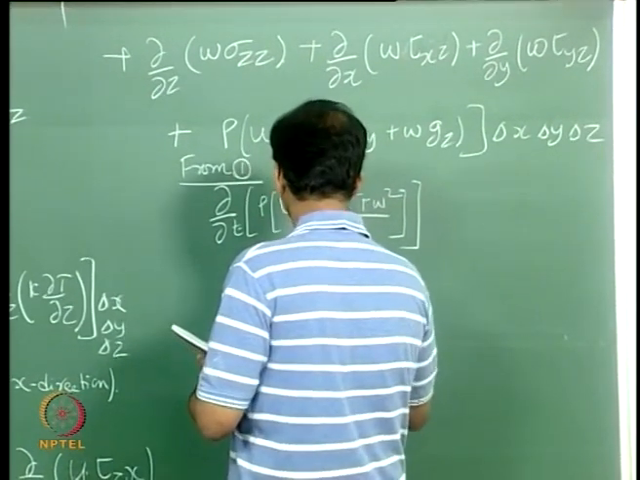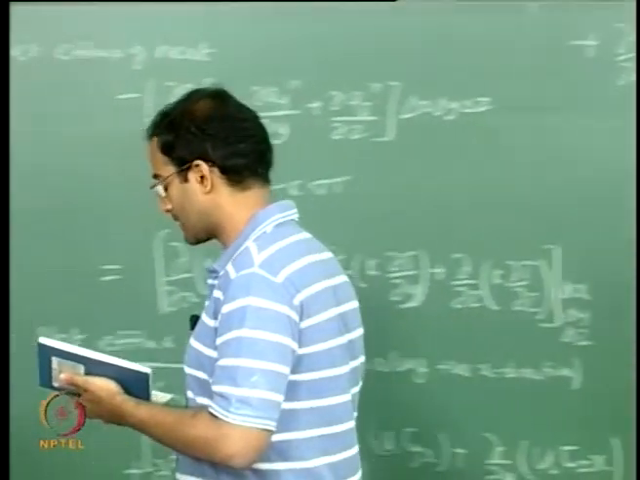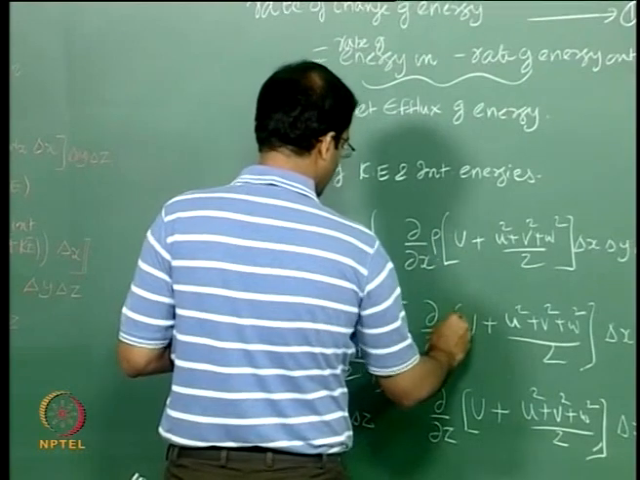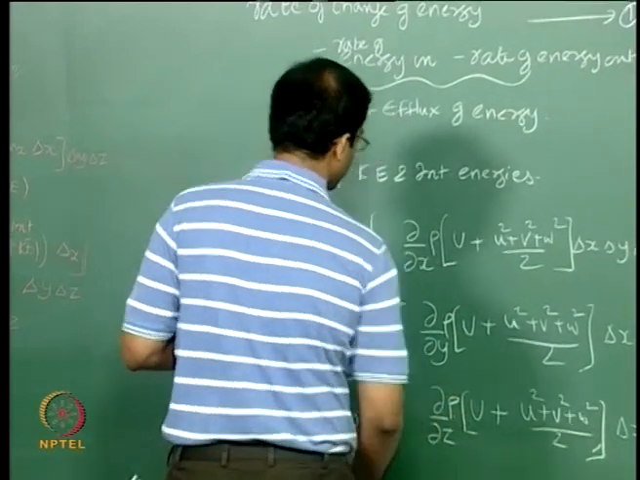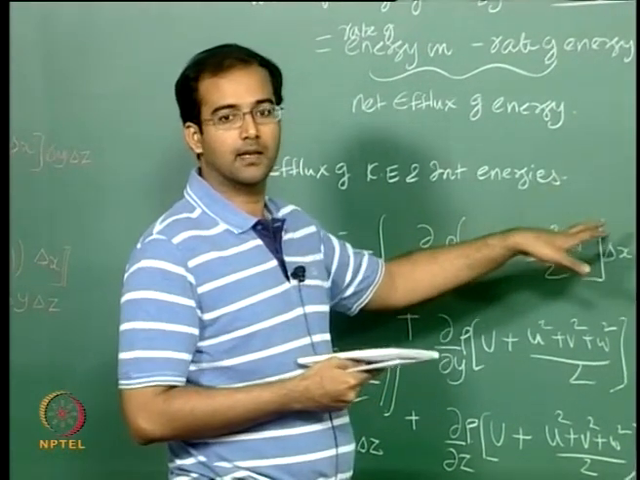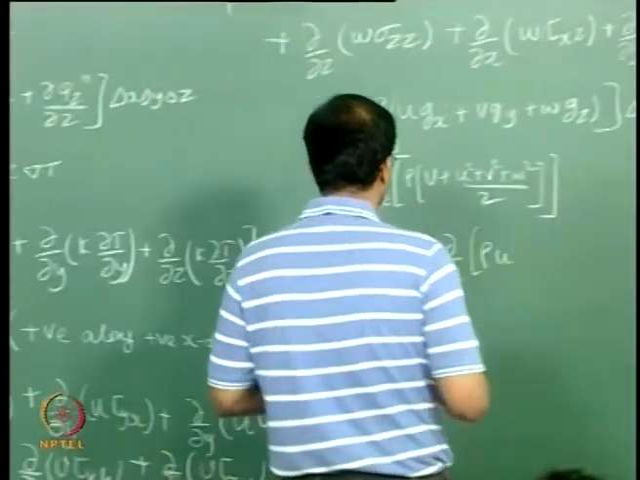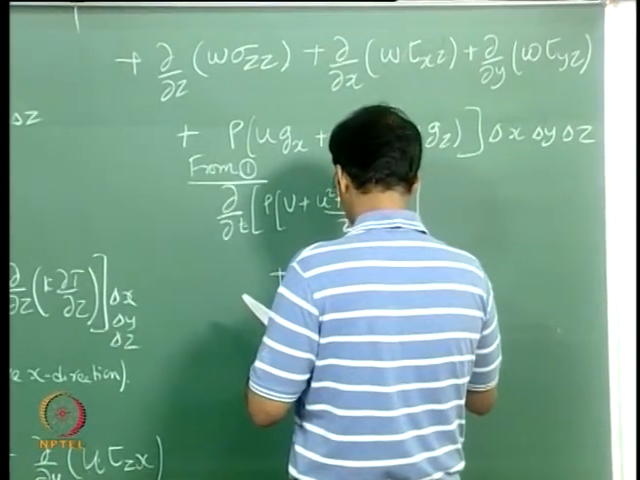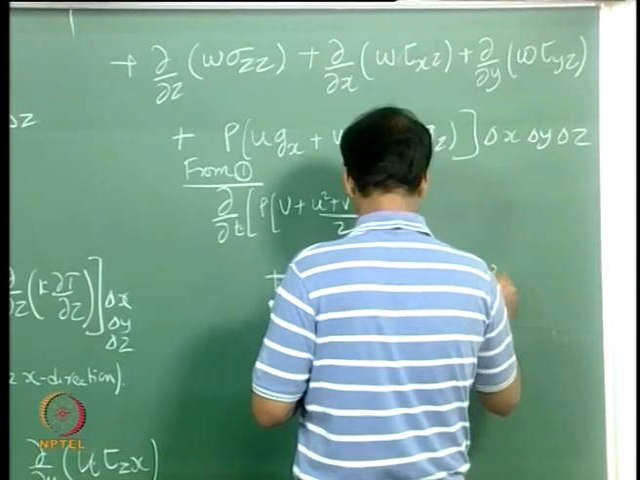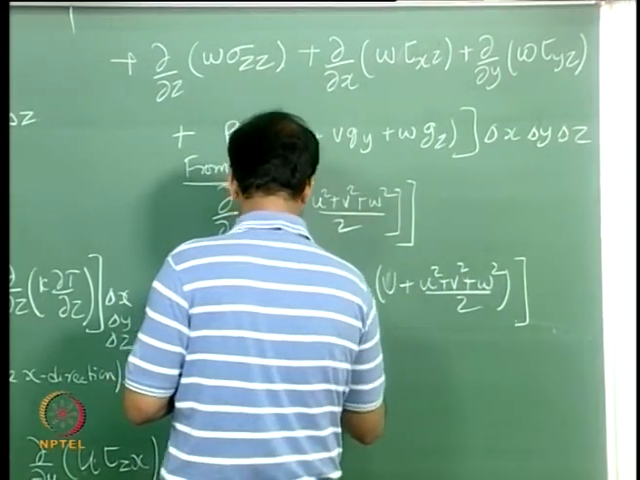So this is d by dx of rho u. Probably I have missed the rho here. Okay, so this should be a rho here, right? Because this is the flux. So that should be mass flux multiplied by the area, which will give you the flow rate of this particular quantity. All right, so you can write this in terms of rho u times (u plus (u square plus v square plus w square) by 2), plus you have d by dy of rho v.